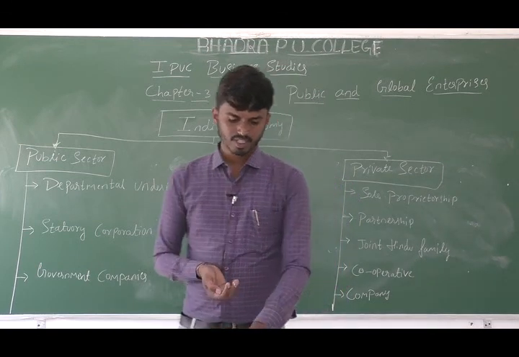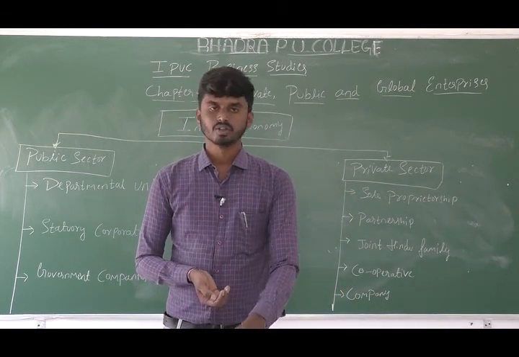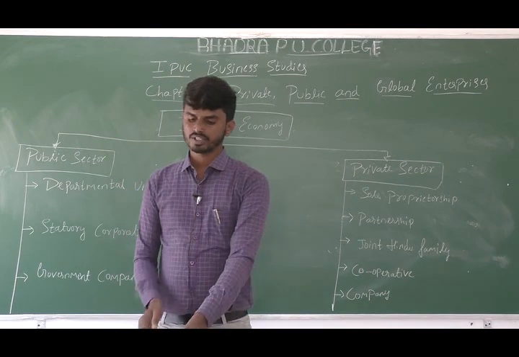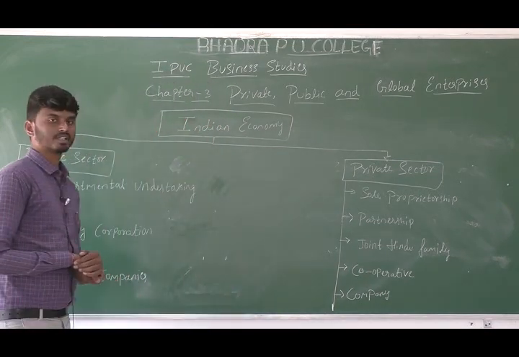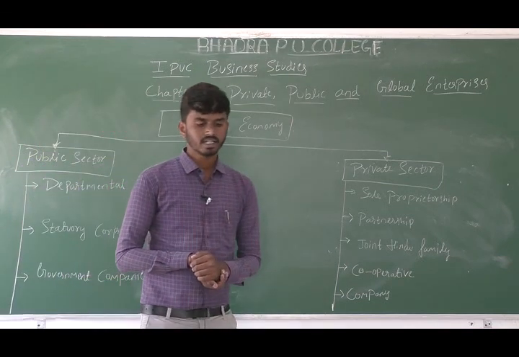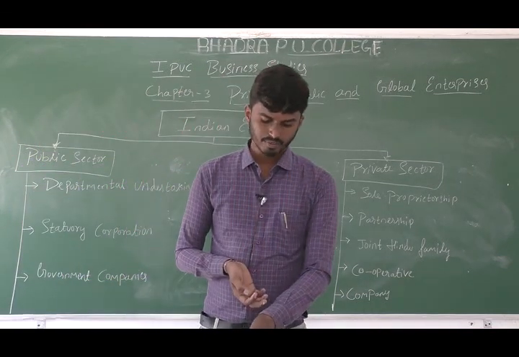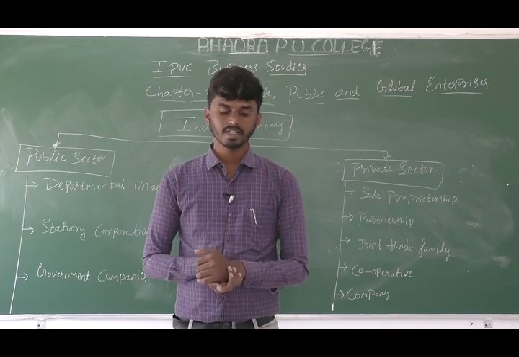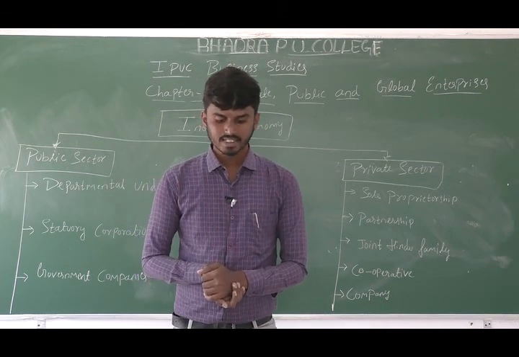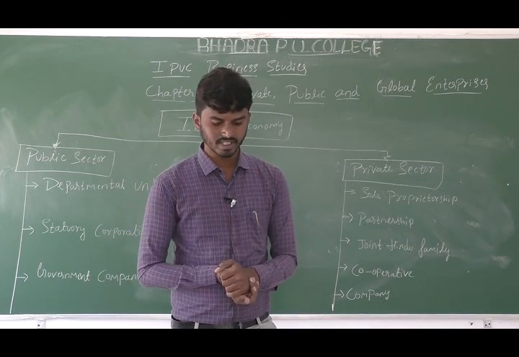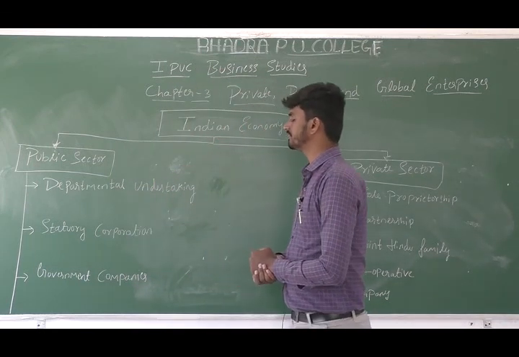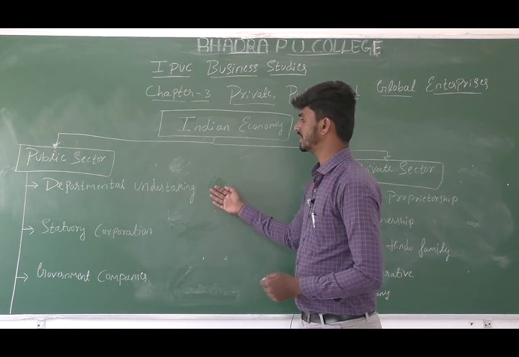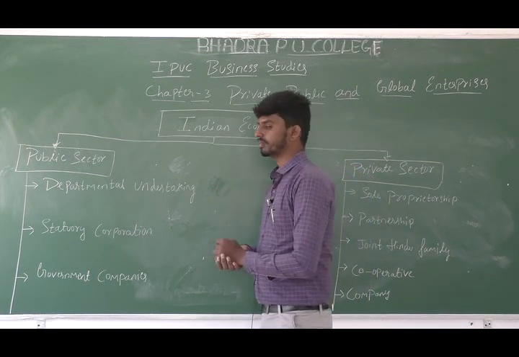A public corporation has more flexibility in operation than a government company. So compared to the statutory corporation, the government company has a lot of rules and regulations. Public corporations are best suited for public utilities, whereas government companies are best suited for industry and commercial enterprises. So these are some of the major differences between the departmental undertaking, statutory corporation and the government companies.